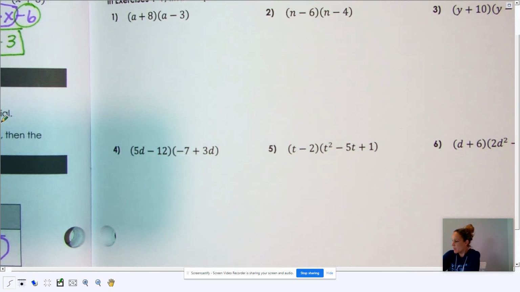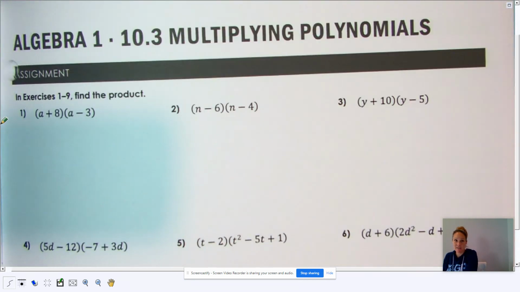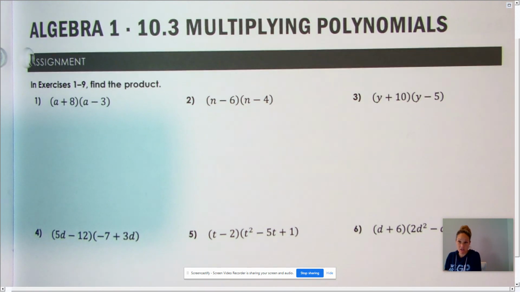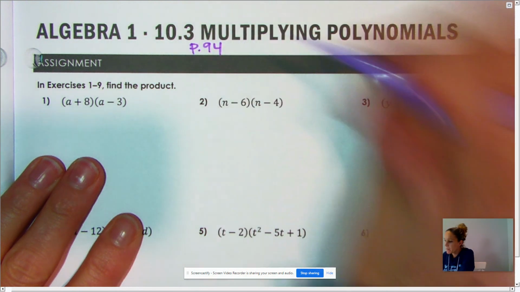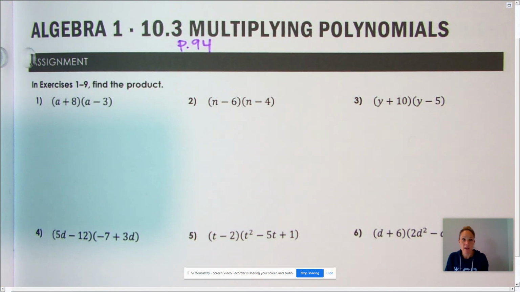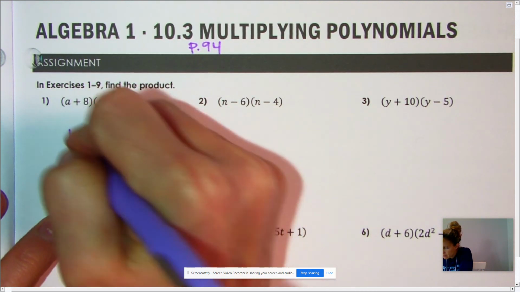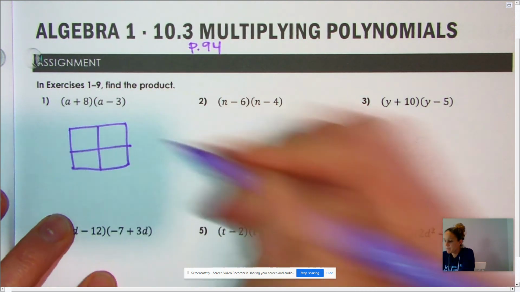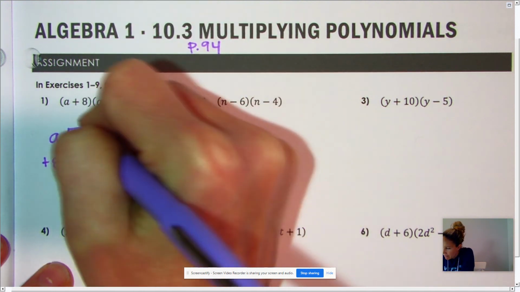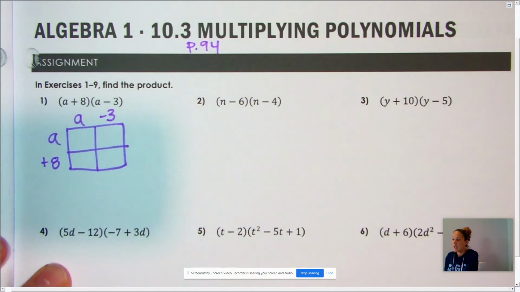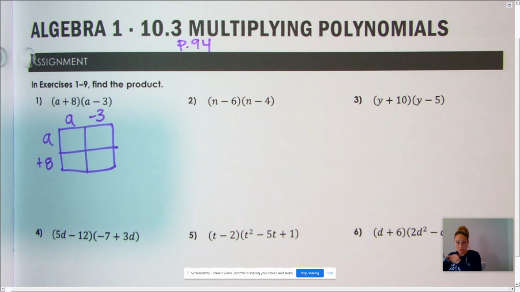We are at the top of page 94. This is one of your assignments that you guys are going to have to turn in to Canvas. So I'm going to write that at the top, page 94. Okay, so let's start this one with the box method. Here's how you would set up your box. So we have a plus 8, and we have a minus 3. And now we're just going to fill in the boxes.